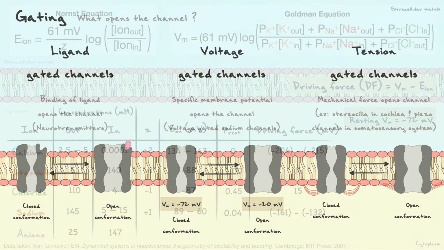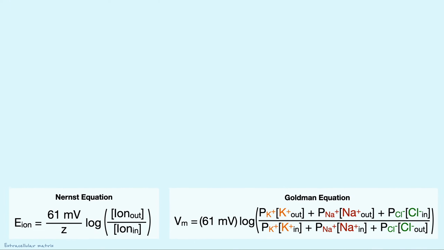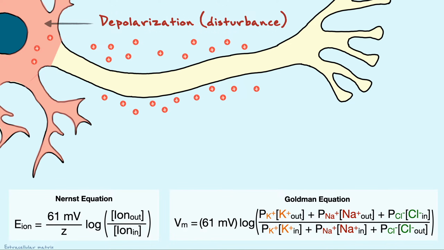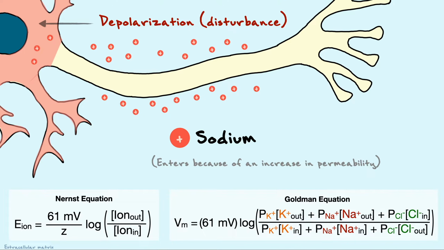Now, back to the Goldman equation. As I have discussed in the overview, the generation of a signal in the neuron begins with the entry of positive charges in the membrane, or in other words, a depolarization. We now understand that the positive charges that enter the cell are sodium, and they are able to enter because their permeability has increased. The entry of these charges causes a disturbance on the resting membrane potential, which we just calculated with the Goldman equation.